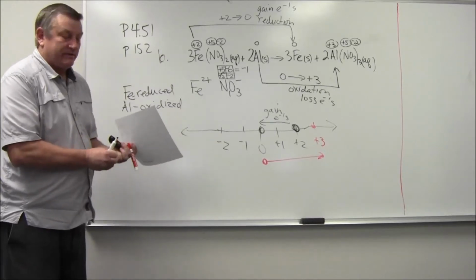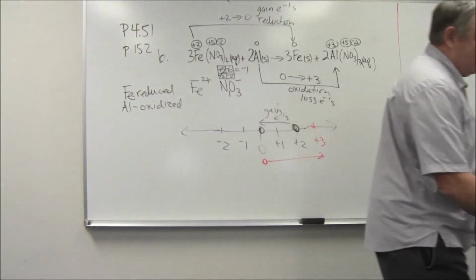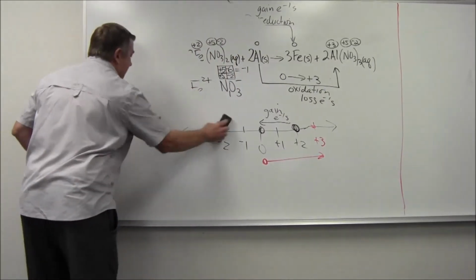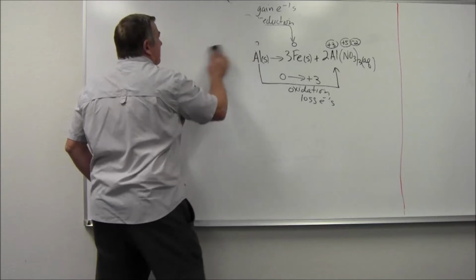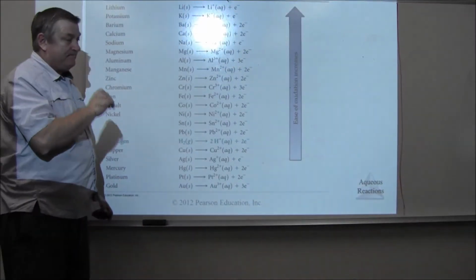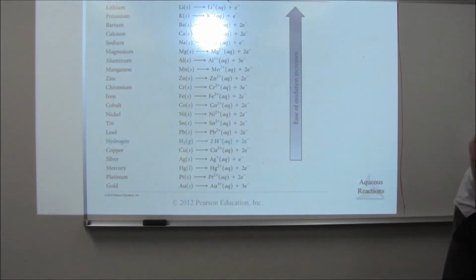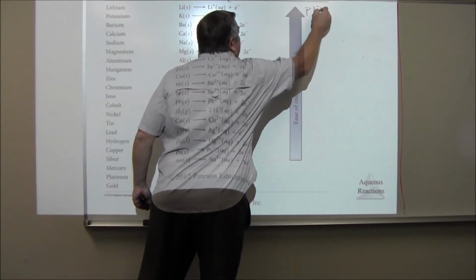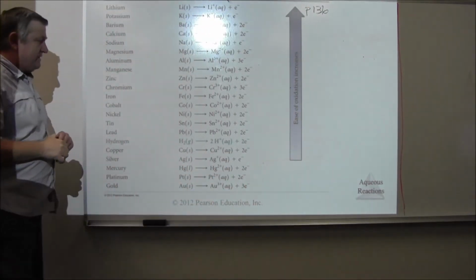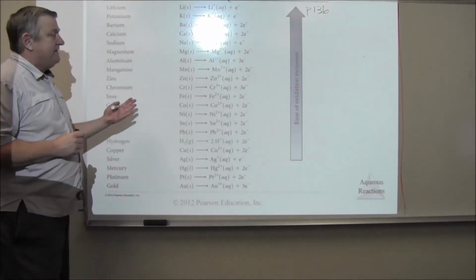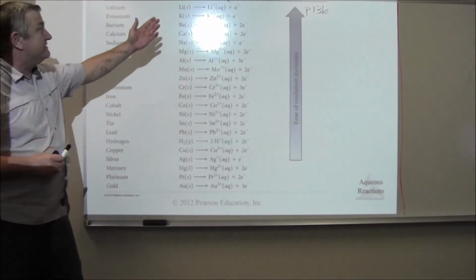Okay, now we're going to go ahead and go to our activity series again. So let me turn on the projector. Erase first. So let's look at our activity series again. And this is in your book, once again. And let me get the page number, page 136. So this is page 136. And you'll be given this table on the exam to do single displacement redox reactions that we talked about previously. But you need to know how to use it. And once again, this is called an activity series.